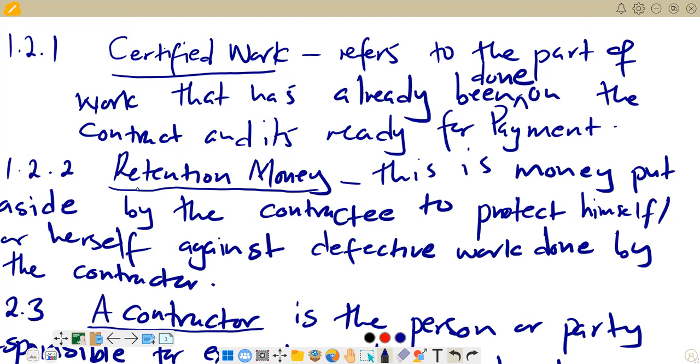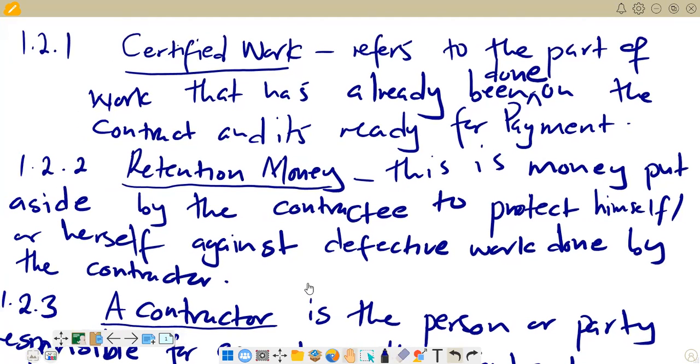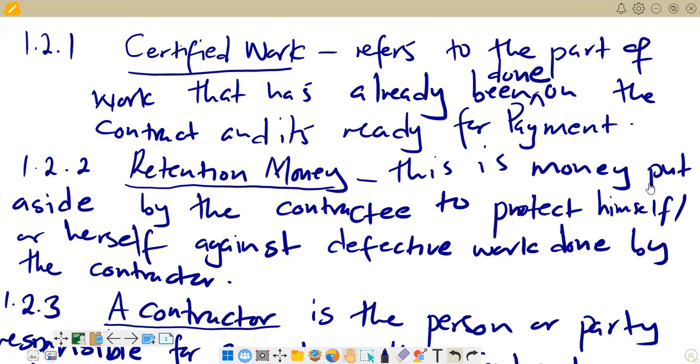Then on the second part, we've got a question that is asking us for the explanation of retention money. And this is the explanation that I have here. This is money put aside by the contractee to protect himself or herself against defective work done by the contractor. Remember, the contractee is the one who is paying for this contract.